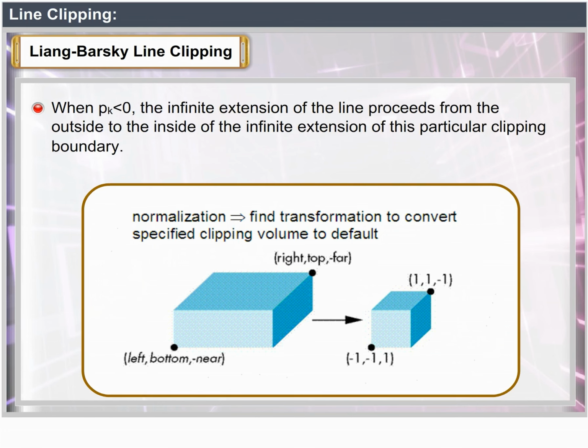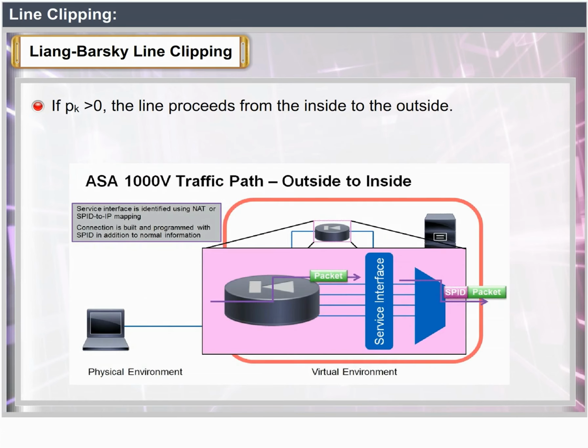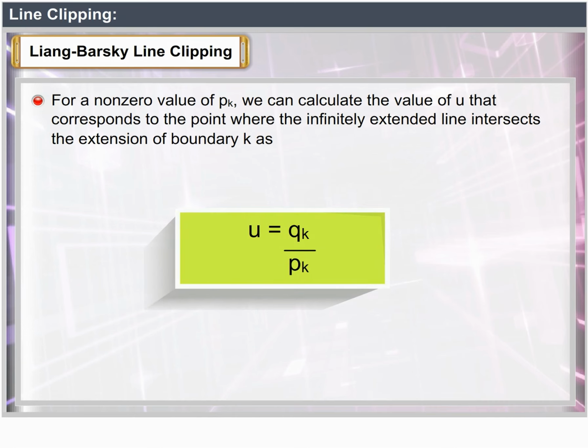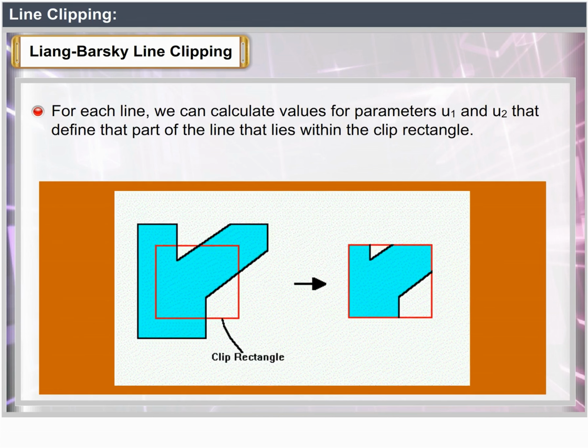When pk is less than 0, the infinite extension of the line proceeds from the outside to the inside of the infinite extension of this particular clipping boundary. If pk is greater than 0, the line proceeds from inside to the outside. For a non-zero value of pk, we can calculate the value of u that corresponds to the point where the infinitely extended line intersects the extension of boundary k as u equals qk over pk. For each line, we can calculate values for parameters u1 and u2 that define that part of the line that lies within the clip rectangle.